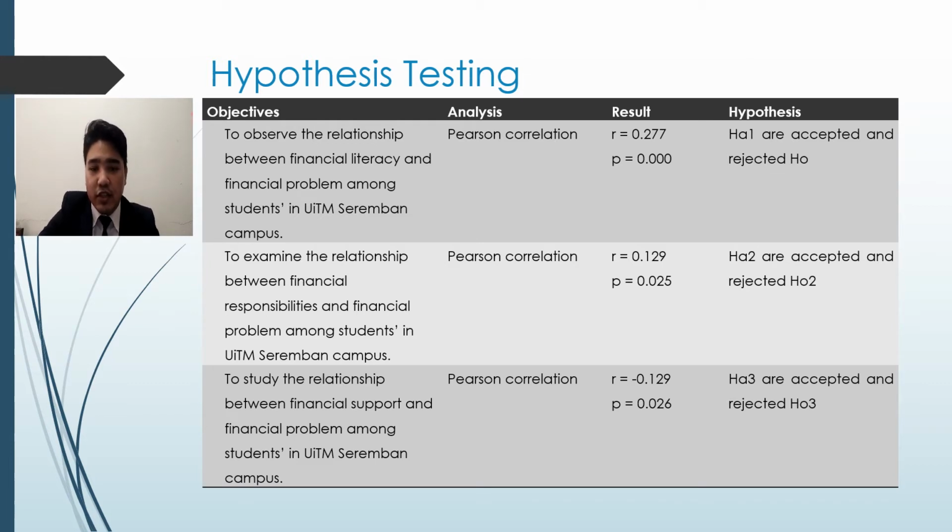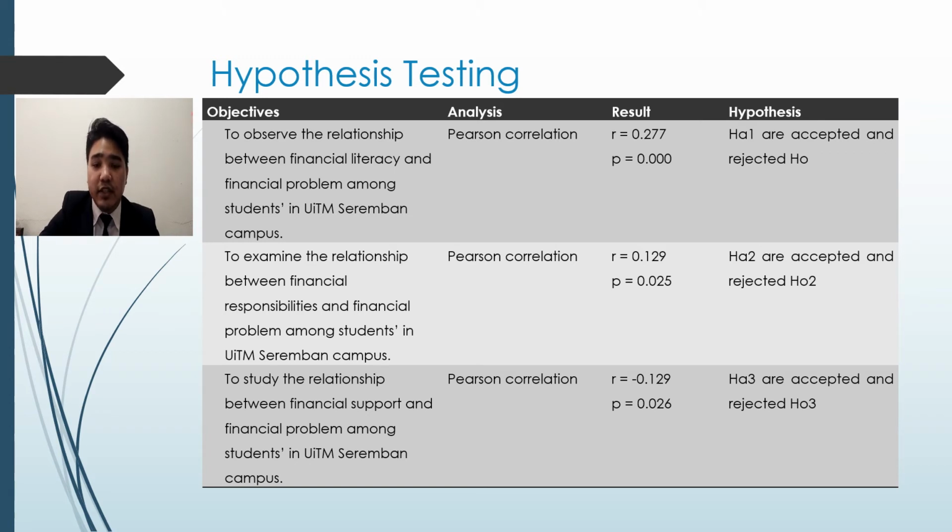As for our second objective, which is to examine the relationship between financial responsibilities and financial problem among students, it shows that there is a significant and positive relationship between financial responsibility and financial problem, where our R value is equal to 0.129 and our P value is equal to 0.025. Therefore, HA2, where there is a significant and positive relationship between financial responsibilities and financial problem among students, is accepted and HO2 is rejected.